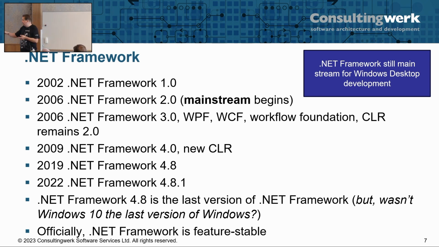In 2009, .NET Framework 3.0 was released, and that was then a much bigger change than 3.0 because of a new version of the Common Language Runtime. The Common Language Runtime is a .NET runtime. It's like the JVM for Java or the AVM for OpenEdge. And in 2019, Microsoft released .NET Framework 4.8, and 4.8 is going to be the final version of the .NET Framework.